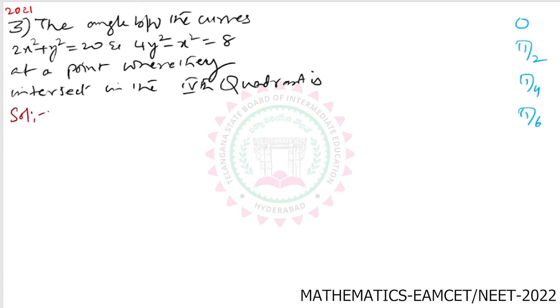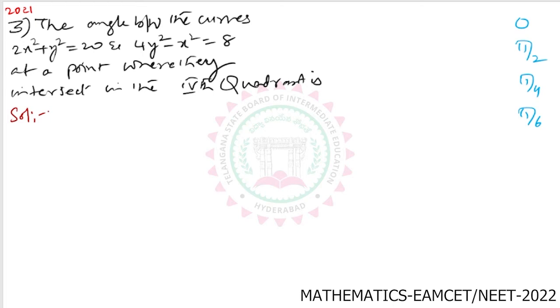So what the question says, the angle between the curves, two curves are given at a point where they intersect in the fourth quadrant is. So it means that we have to find the point of intersection in the fourth quadrant. Then also we have to find the angle between them. So whatever the point lies in the fourth quadrant, at that point we have to find the angle between the curves. Is it clear?